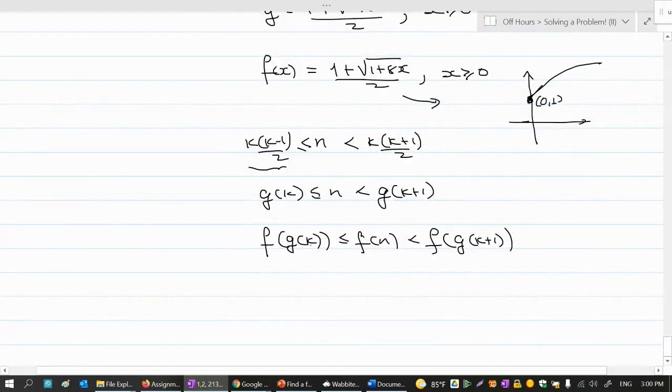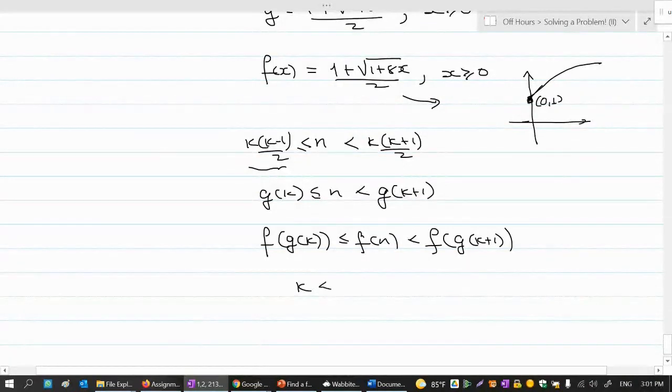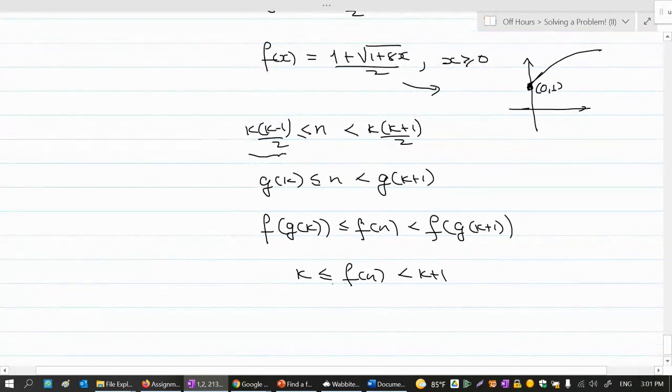But now, f of g of k is what? As the two functions are inverses of each other, this is going to be k, and the same thing here, f of g of k plus 1 is k plus 1. And basically we have obtained exactly what we needed. We needed to get that f of n has to be greater than or equal to k and less than k plus 1. So for the function f defined in the way that we did before, this has to be true.